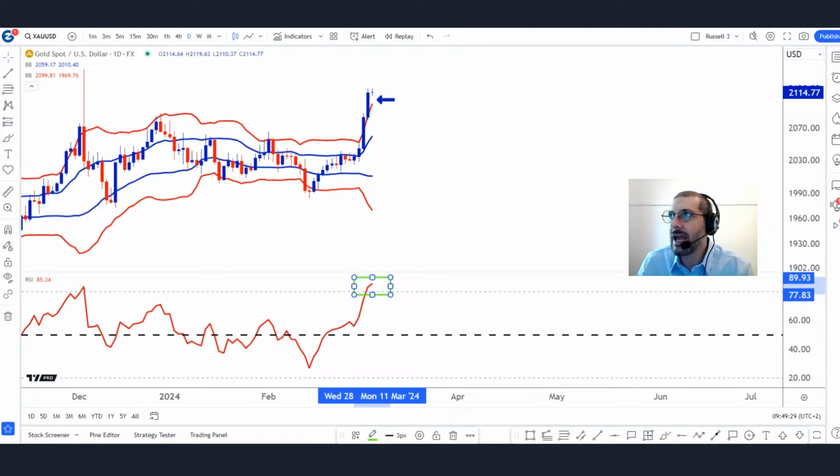If we take a look at the hourly chart, which is something that we did look at yesterday, I'm just going to go ahead and bring that up.